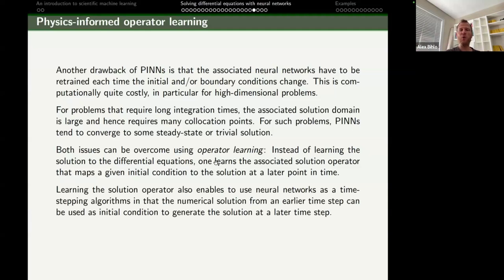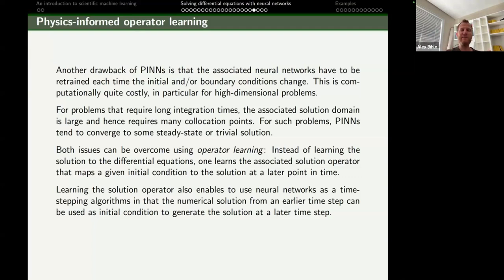If you have learned the solution operator and you change the initial condition, you just evaluate your initial condition using your learned solution operator, and you get the solution at a later point in time. But it also allows you to solve the second problem. If you have to solve for long time intervals, just solve it for a short time interval for many initial conditions, learn the solution operator, and then apply the solution operator in an iterative time-stepping manner.